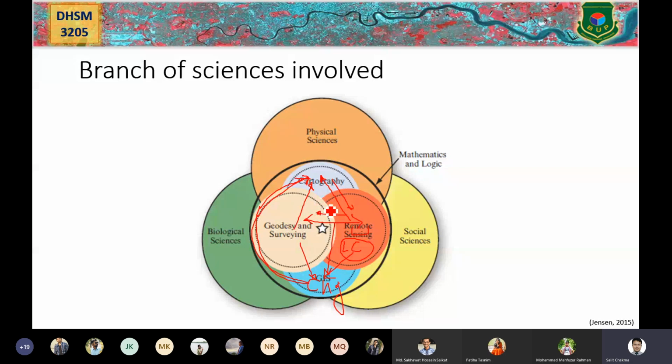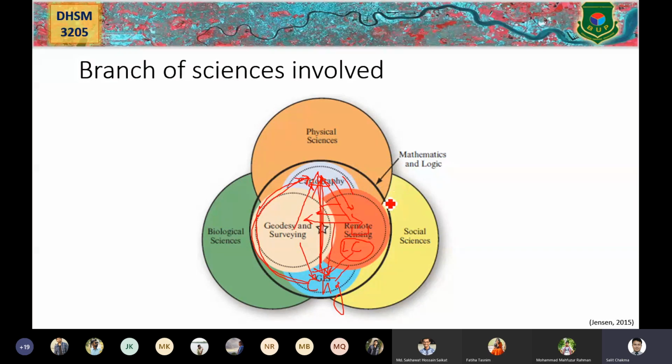So that's why it's at the front. So it's playing its role on all these three. Okay. And then remote sensing is interconnected with both cartography and GIS. So that's why it's on the second layer. And GIS and cartography are interconnected always. So they are at the same layer.